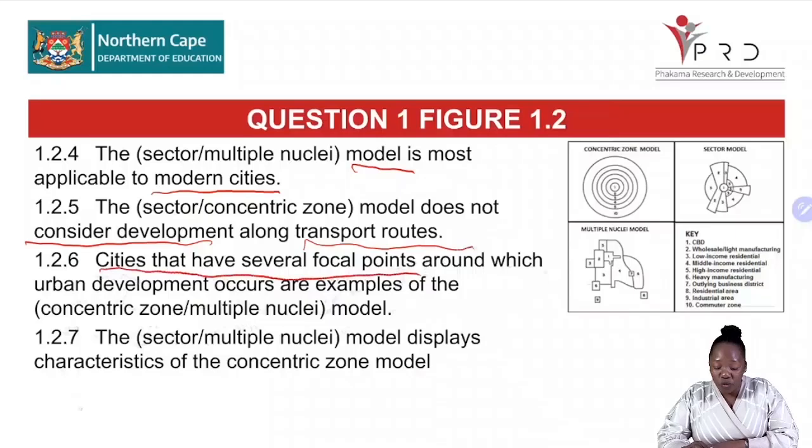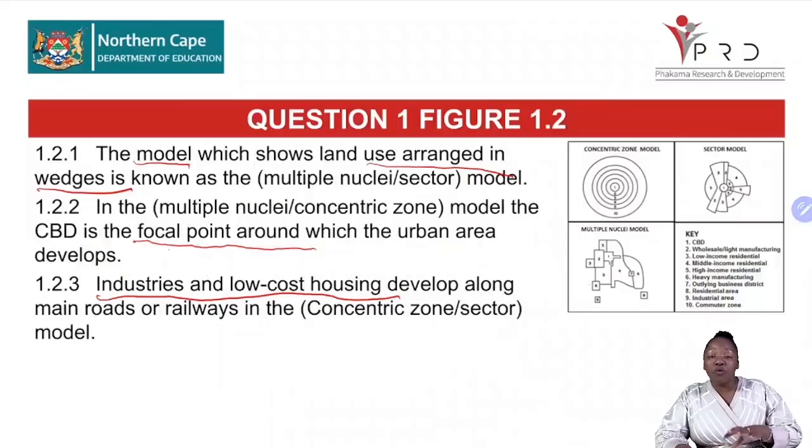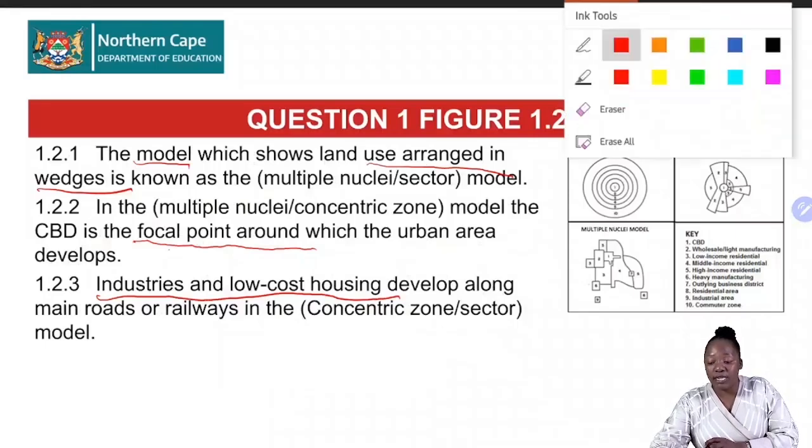Then your 1.2.7, the sector or the multiple nuclei model displays the characteristics of the concentric zone. So we're going to go back to question 1.2.1 to 1.2.3. Again, I will give you 1 minute per question, which means I'm going to give you 3 minutes to answer this. Then we move to question 1.2.4 to 1.2.7.